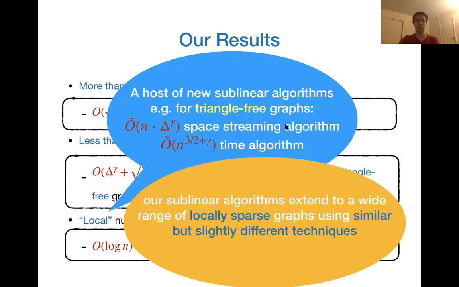And in addition to these sublinear algorithms, our result also can be extended to lots of other locally sparse graphs, such as K_r-free graphs or graphs with a sparse neighborhood, etc., using similar but not exactly the same type of techniques. And I'm not going to talk about these parts here.